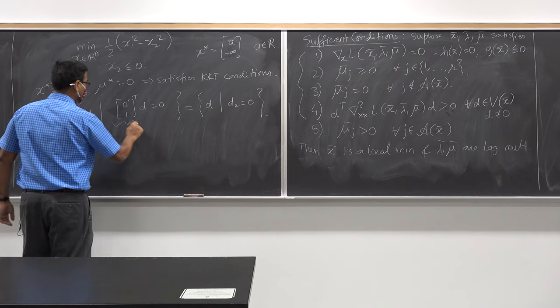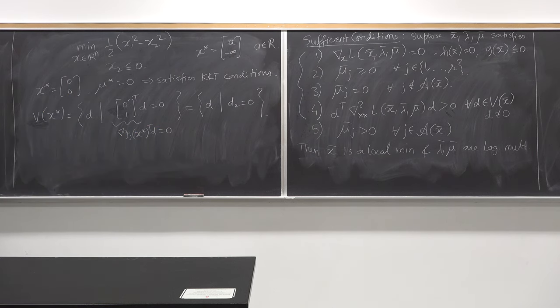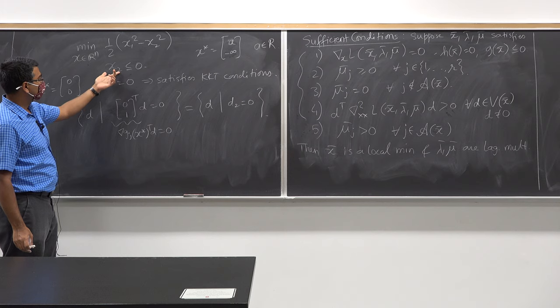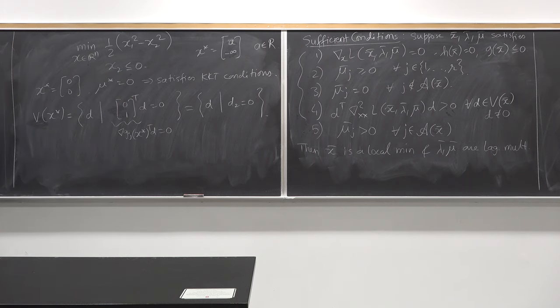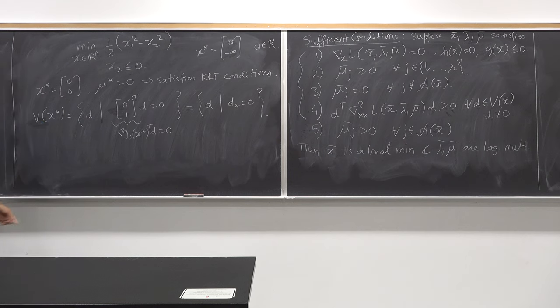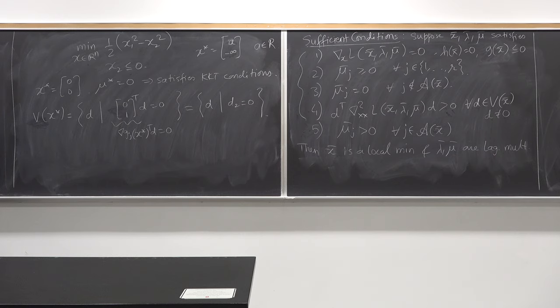Right, so this is my gradient of gj at x star transpose d equals 0 term. And my gj of x star, in this case there is only one j, is just x2, that's it. So the derivative of gj would be 0, 1, and transpose d equals 0, which means d2 is equal to 0. Okay? Everyone agrees with this? This is my v of x star. Any questions on the derivation of v of x star? Okay, so I'm going to erase this part.